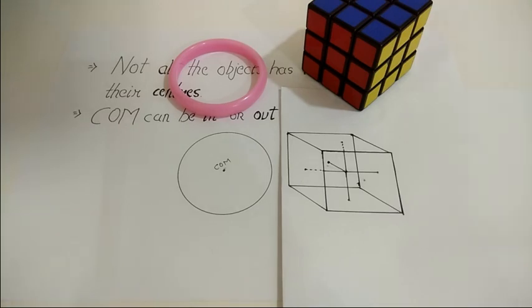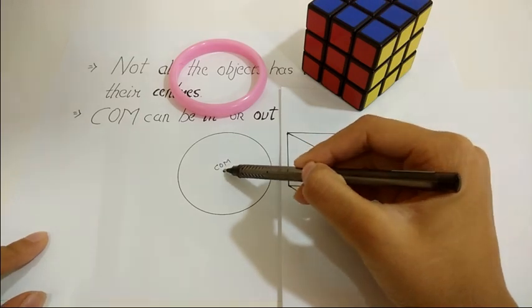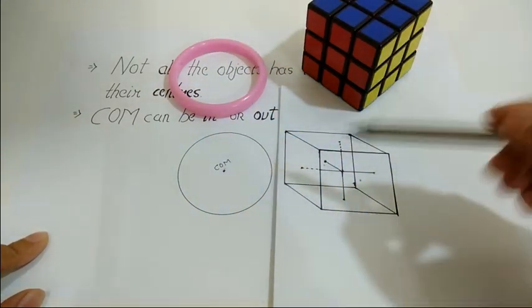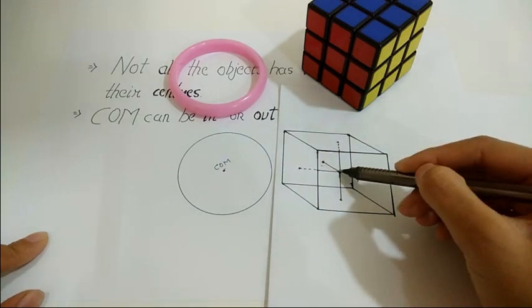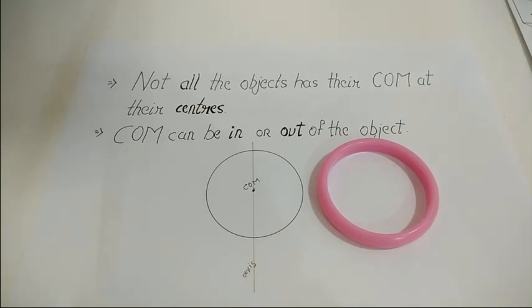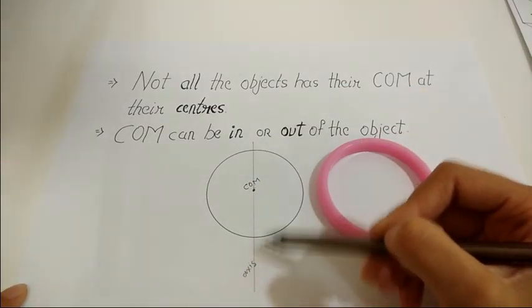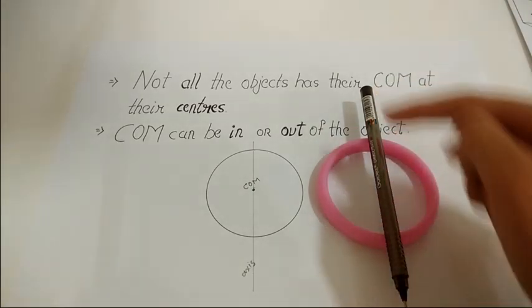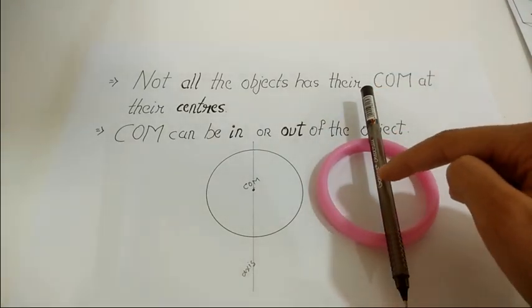You can clearly differentiate between a ring and a cube. At the center of mass of the ring, there is no mass. But for the cube, at the center of mass, there is some mass. We can say that this is the axis of the ring, and here comes the center of mass.